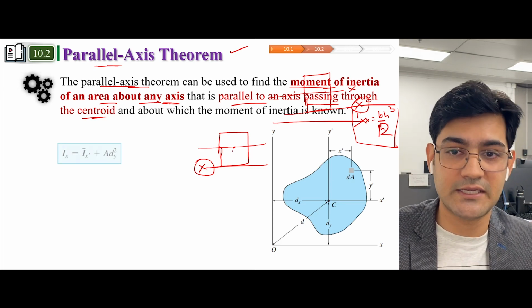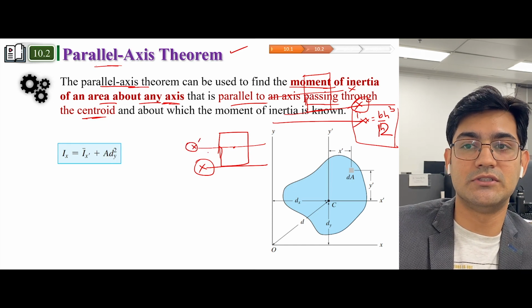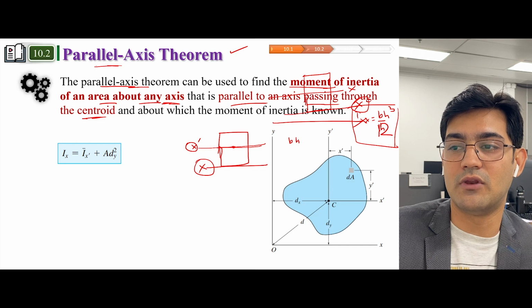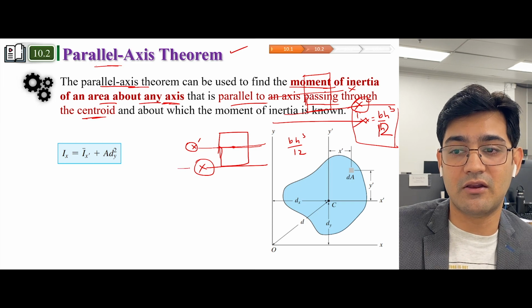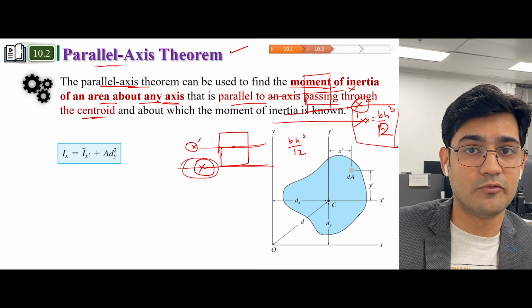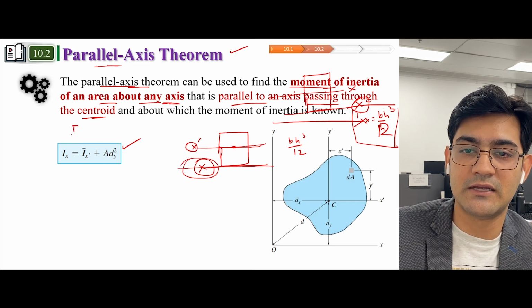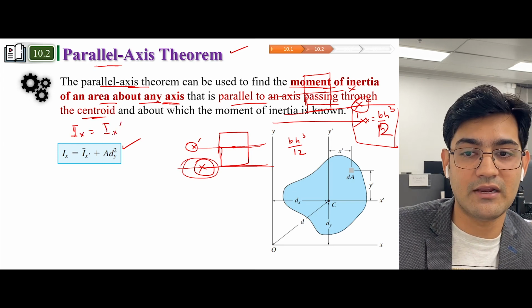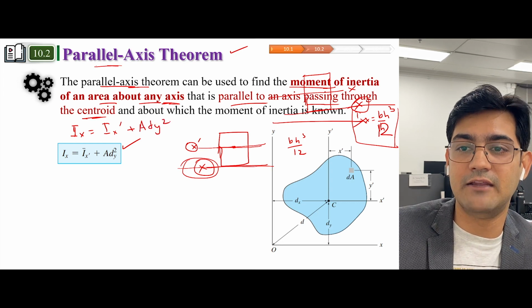And this parallel axis theorem says that, for example, if this was the x prime, which was the moment of inertia passing through the centroid, calculated by this formula bh cube by 12 for the case of a rectangle, and now we want to calculate moment of inertia along this axis, which should be parallel to the centroidal axis, then we can do that by applying this formula, which says that the moment of inertia along the new axis is equal to the moment of inertia along the centroidal axis plus the area of that shape multiplied by dy square.